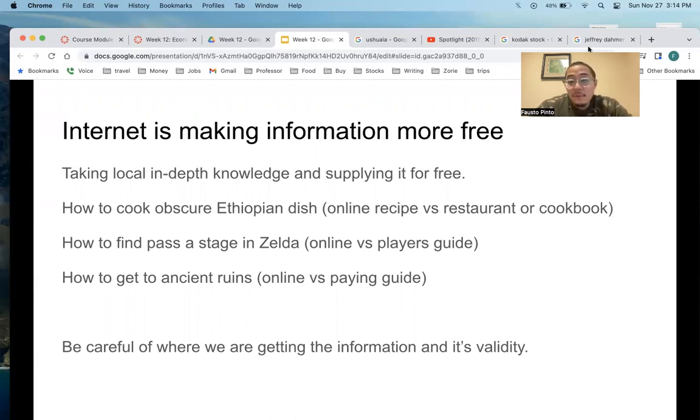When I go to travel, sorry to annoy you guys again, when I go to the ruins of a place, I don't pay for a guide. I just break out my phone and I look on Wikipedia or something else. We think about economic implications of digital technology in terms of Uber, self-driving cars, and robots, but think about just the information aspect and where the money is moving and where the money is lost. And again, we have to be careful of where we're getting the information and its validity.